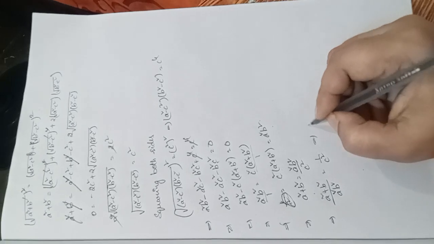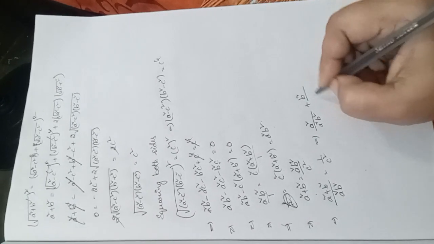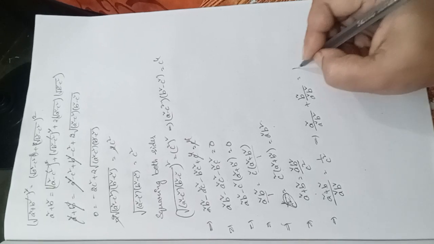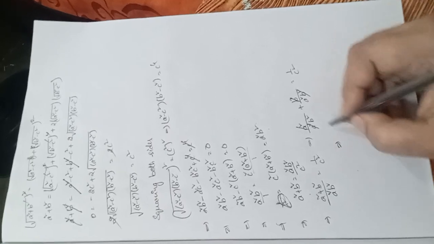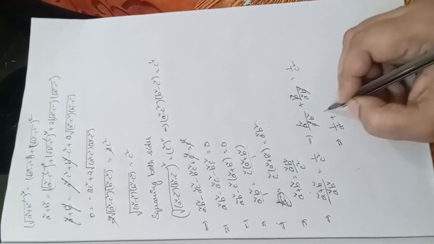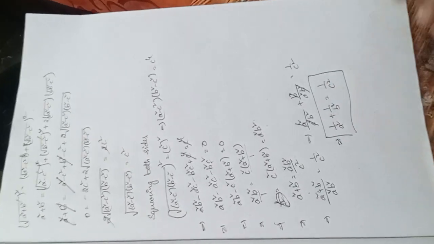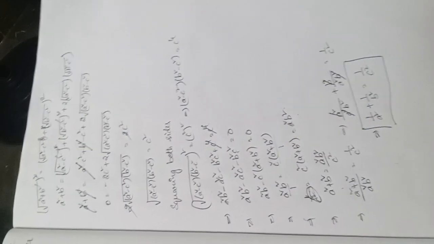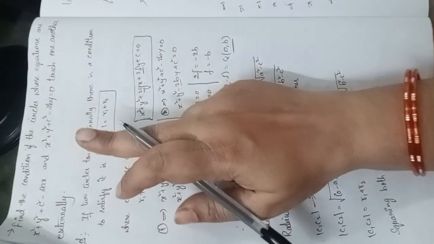This can be written as how? A square by a square b square plus b square by a square b square equals 1 by c square. So rearranging, 1 by a square plus 1 by b square equals 1 by c square. This is the condition for the two circles when they touch externally, for the given circle equations.